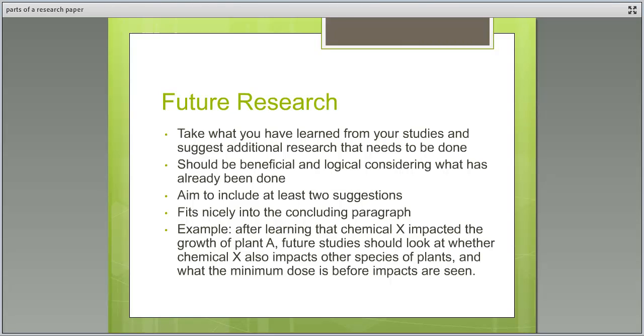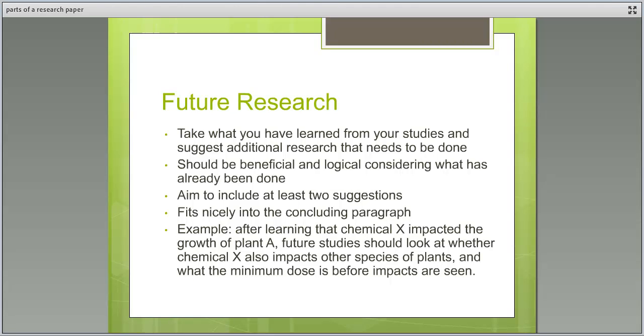You're also going to be graded on future research in this milestone. So you need to take what you have learned from your studies and you need to suggest additional research that needs to be done. It should be beneficial and logical considering what has already been done in the studies that you looked at, and you should aim to include at least 2 suggestions for future research in your paper. This often fits really nicely into the concluding paragraph.